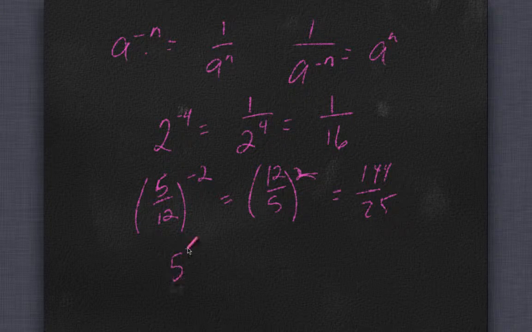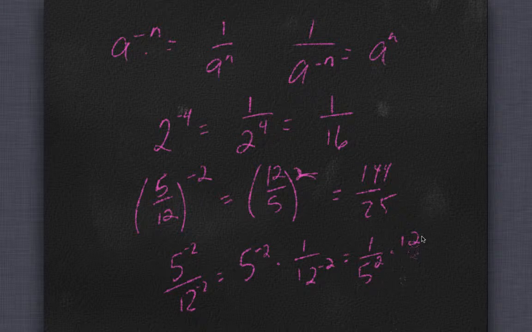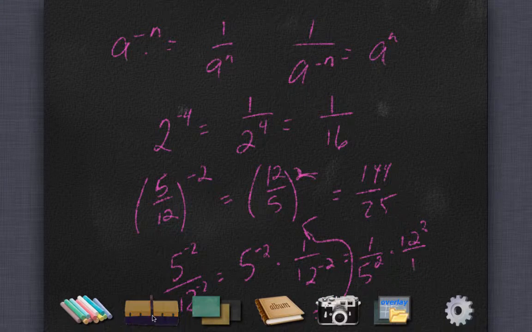You could also say, well, that makes it 5 to the negative 2, 12 to the negative 2, so 5 to the negative 2 times 1 over 12 to the negative 2. I'm trying to figure out how to put all the steps in here. 1 over 5 squared times 12 squared over 1, and then you're back here. So I really prefer just to flip it around. If there's a negative on the outside of a fraction's parentheses, just flip the whole business and lose the negative, is what I would do.